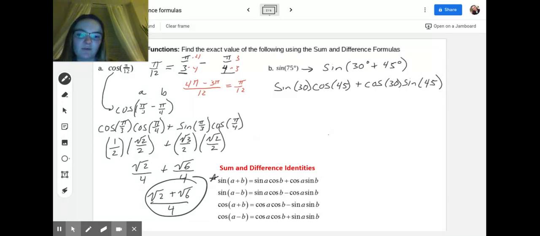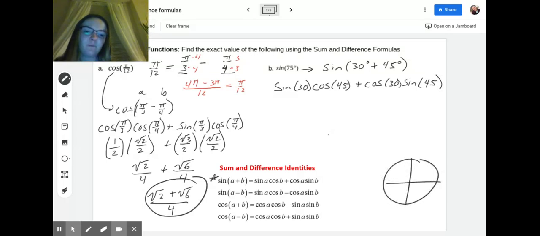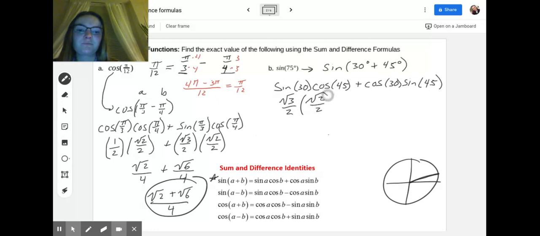The sine of 30, once again, same unit circle. We should know our unit circle in degrees and radians. Sine of 30 degrees is right here. Cosine of 45, thankfully anything that's 45 or divisible by is always a radical 2 over 2 iteration. So that's going to be radical 2 over 2.